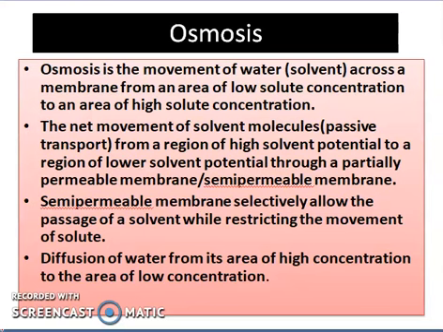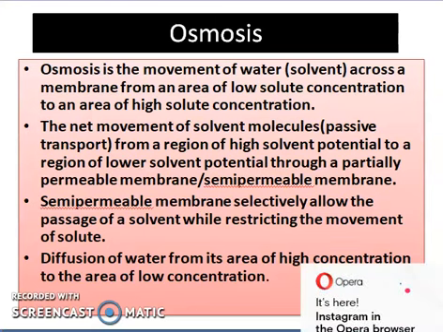What exactly is osmosis? In case of diffusion, we saw that the movement of the solute was taking place from a region of higher concentration to the region of its lower concentration. But in case of osmosis, the movement of water will take place across a membrane from an area of low solute concentration to an area of high solute concentration. That means indirectly it is telling that it will move from the region of high water content to the region of low water content, and it will also move by passive transport.